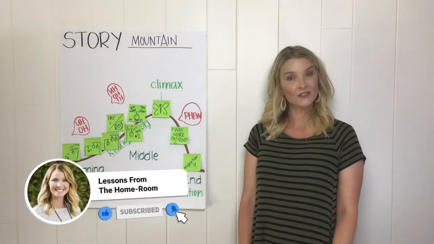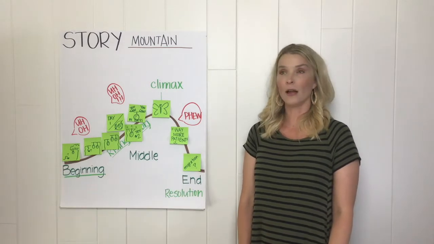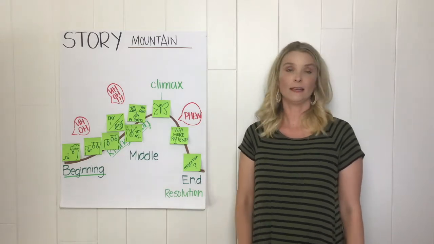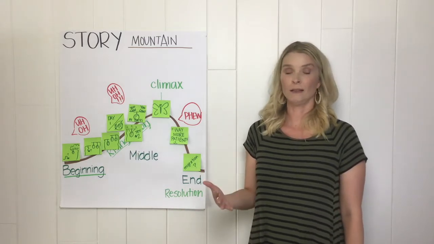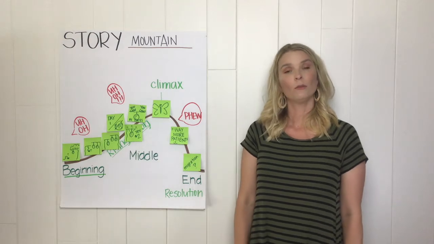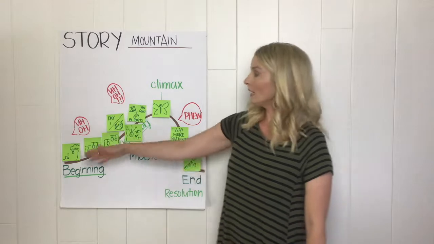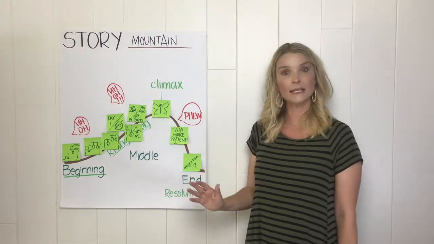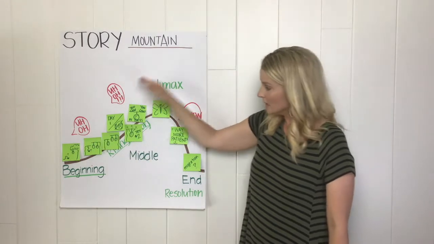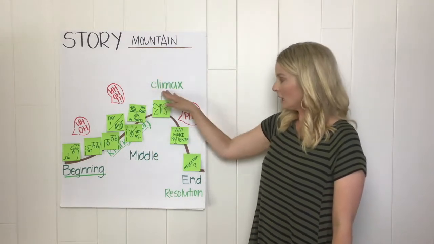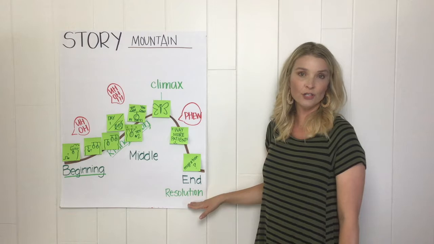So, yesterday we've been talking a lot about sequencing and how sequencing means you're putting things in order. We do that in our daily life, but when we put a book in order through sequencing, we can create a really great retell, a story mountain. We talk about the beginning, the rising action, the climax, and resolution.